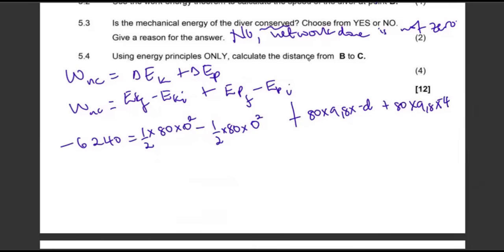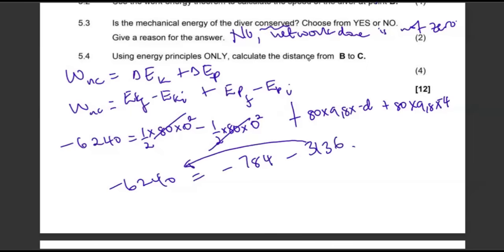Okay, meaning that this dies out. And if that dies out, I'll have the -6,240 is equal to the negative. Let me simplify that. We know that 80 times 9.8 is going to give us negative 784. And then this is saying we're multiplying it by 4, which is 3136.